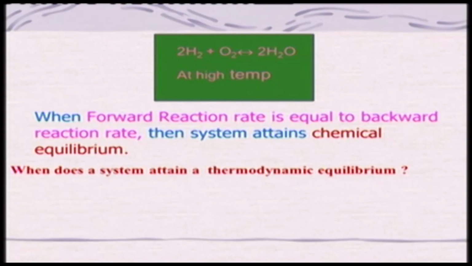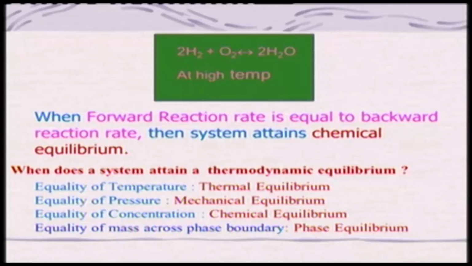So, to summarize, a thermodynamic equilibrium can only take place if all these 4 equilibria, that is thermal equilibrium, mechanical equilibrium, chemical equilibrium and phase equilibrium, are satisfied. In other words, a system can attain equilibrium thermodynamically if all these 4 equilibria can be attained by it.